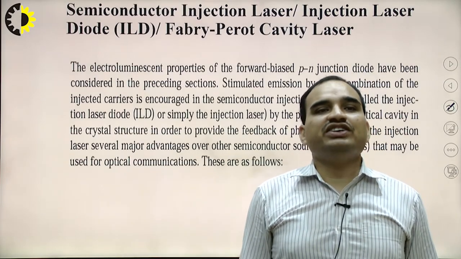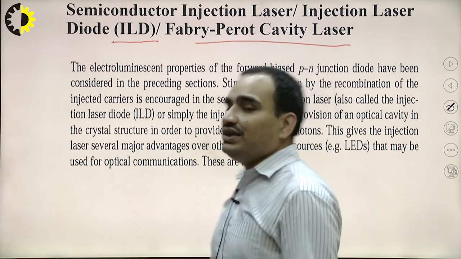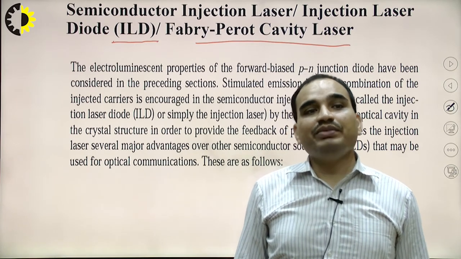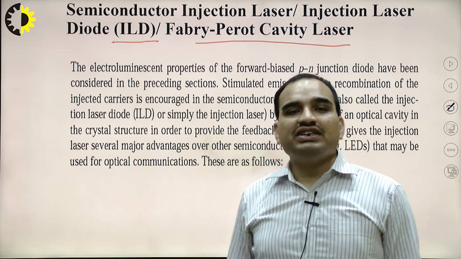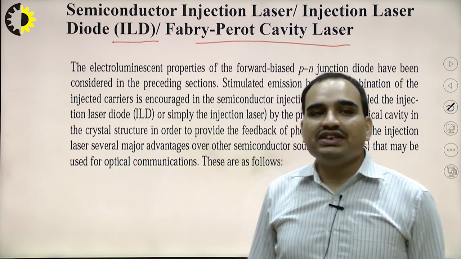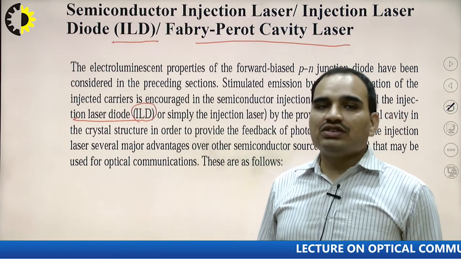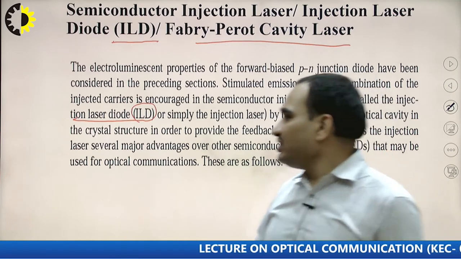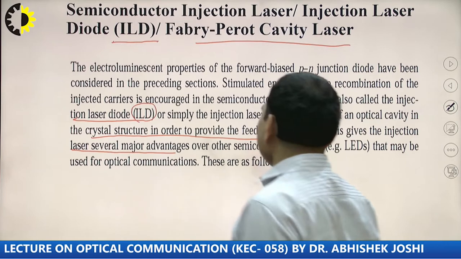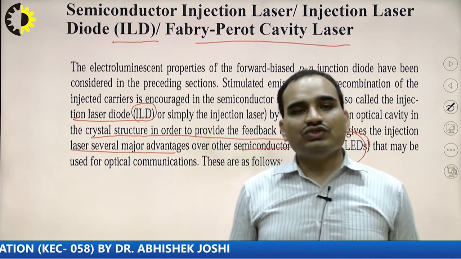The semiconductor injection laser, or the injection laser diode, is also known as ILD or the Fabry-Perot cavity laser. The electroluminescent properties of the forward biased PN junction diode have been considered, and stimulated emission by the recombination of the injected carriers is encouraged in the semiconductor injection laser. By the provision of the optical cavity in the crystal structure to provide feedback of photons, this gives an injection laser several major advantages over the semiconductor source, the LED or light emitting diode, that may be used for optical communication.